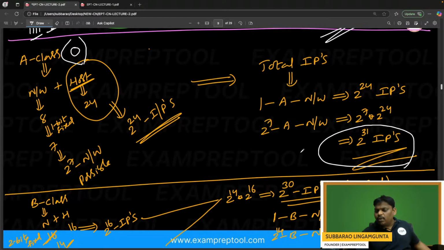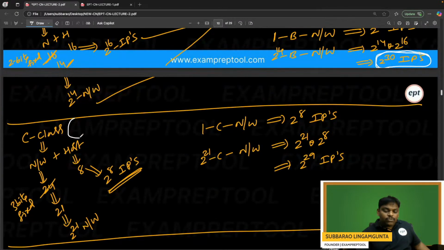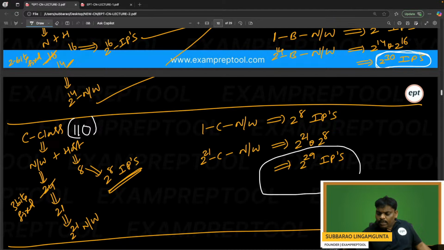So 2 power 31. If you go to class B, 2 bits are fixed: 1 0. These 2 bits are one way each. The remaining 30 bits each have 2 possibilities, so 2 power 30 total. So in class B, total IPs are 2 power 30. If you go to class C, 3 bits are fixed, 1 1 0. These 3 bits have one possibility, but the remaining 29 bits each have 2 possibilities. Total IPs are 2 power 29.